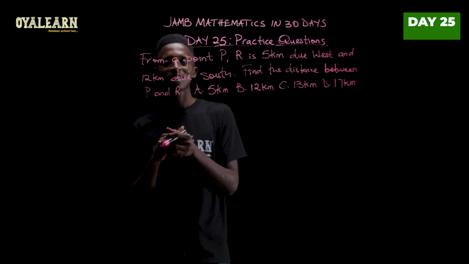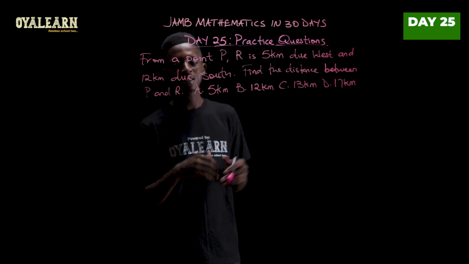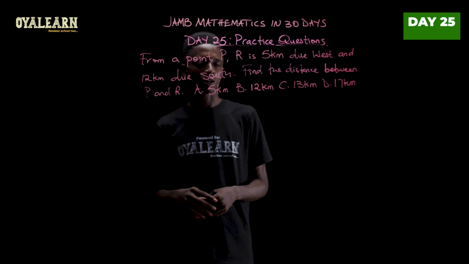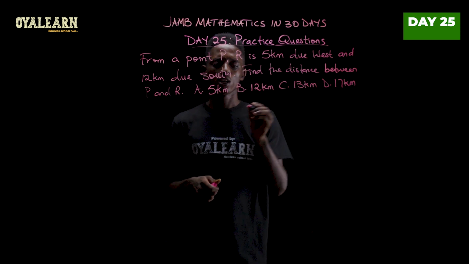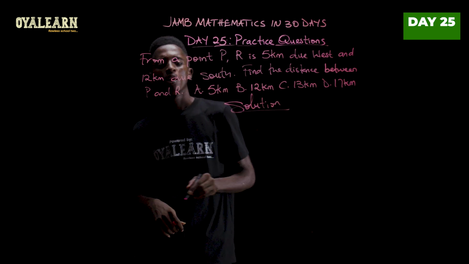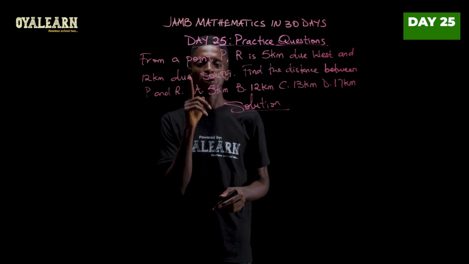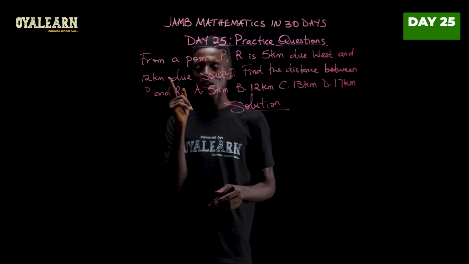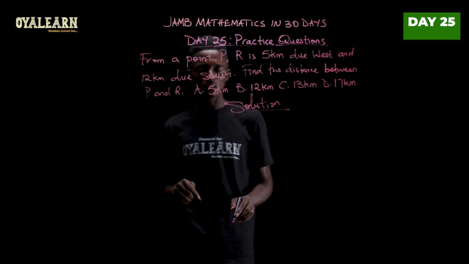In this question, we see that from a point P, R is 5 kilometers due west and 12 kilometers due south, and we are to find the distance between P and R. So let's visualize this so that we can solve without problem. So let's take point P, and we know that point R is going to be due west and due south. That is, we are looking at the southwest. So southwest of P.